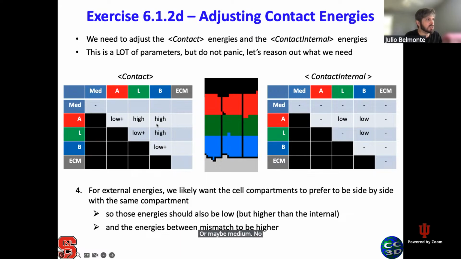Now we have all these other terms here. What about the contact with the ECM? Okay, what can you say about this column here? Should it be high, low, or should it have a mixture of high and low? Low with A and high with the others. Do you all agree with that?